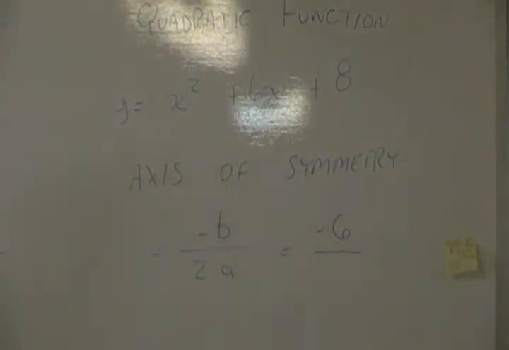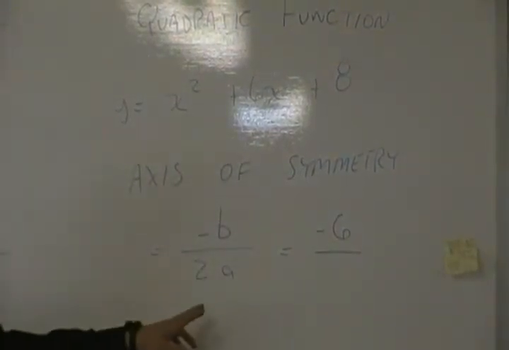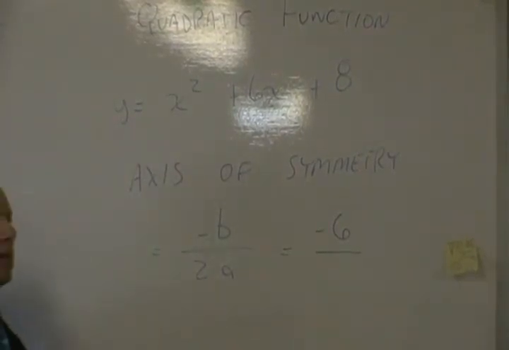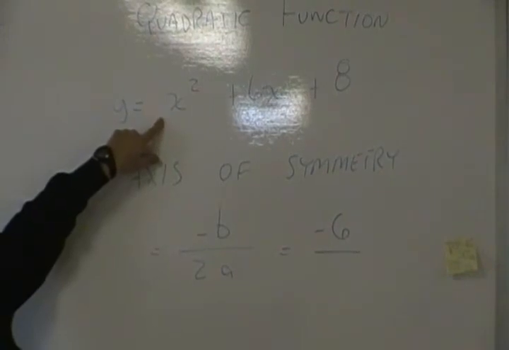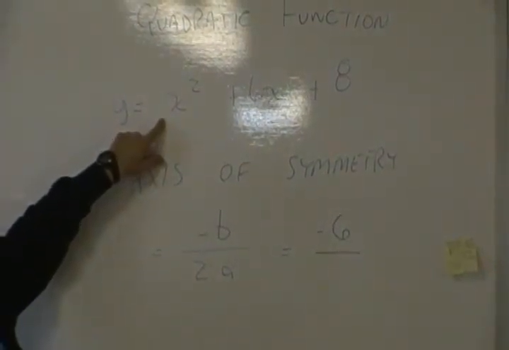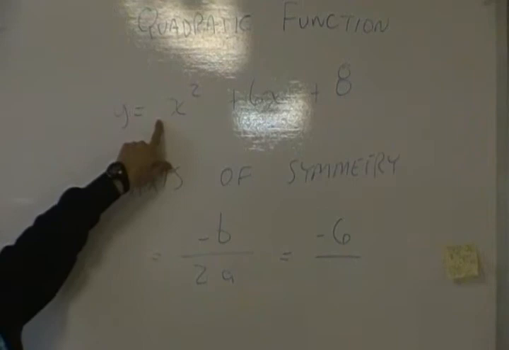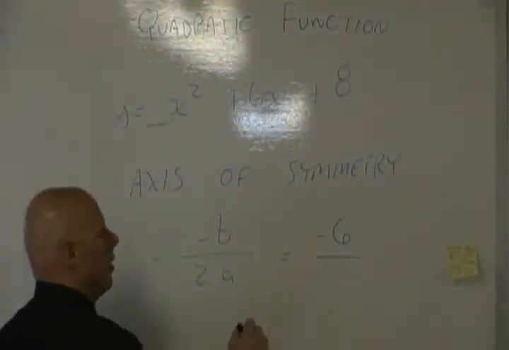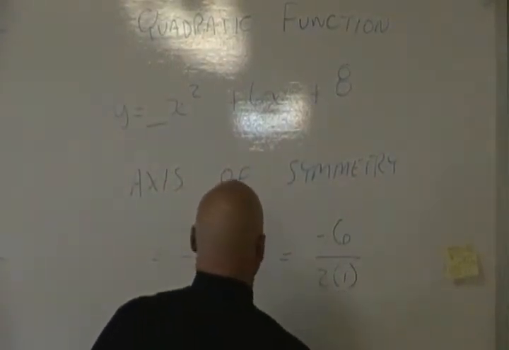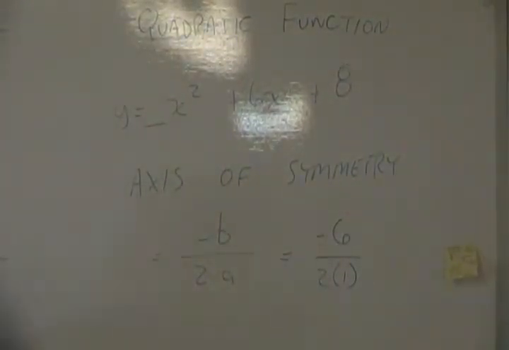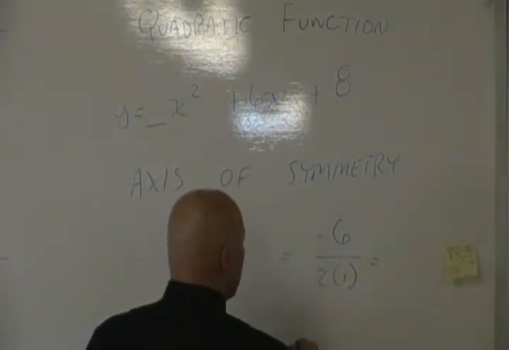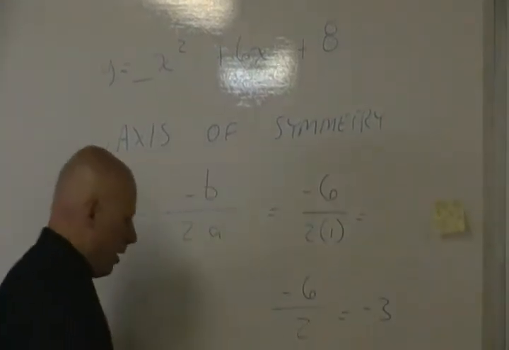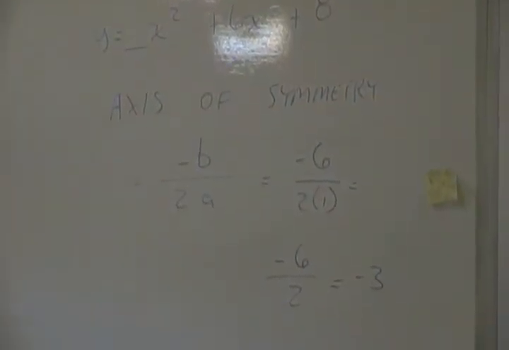Alright. What is a in this case? It's 1. Yeah, it's the number that's in front of x squared, right? So in this case, the axis of symmetry would be negative 3.